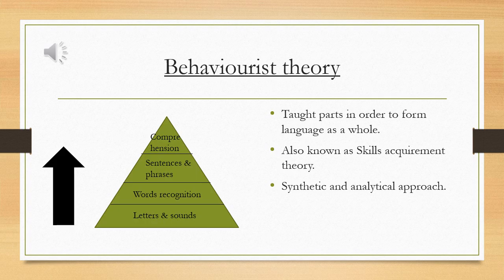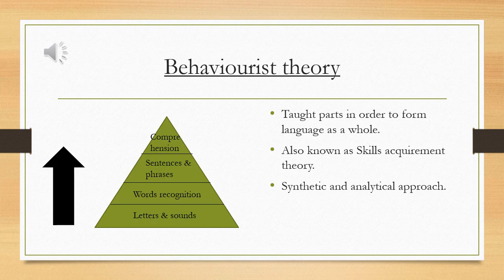The name behaviorist theory comes from psychologists arguing that children should learn from imitation and modeling, meaning that children learn the required behavior through social interaction. This theory starts at the bottom of the pyramid, which consists of parts of language and then progressively moves up and becomes a whole concept.